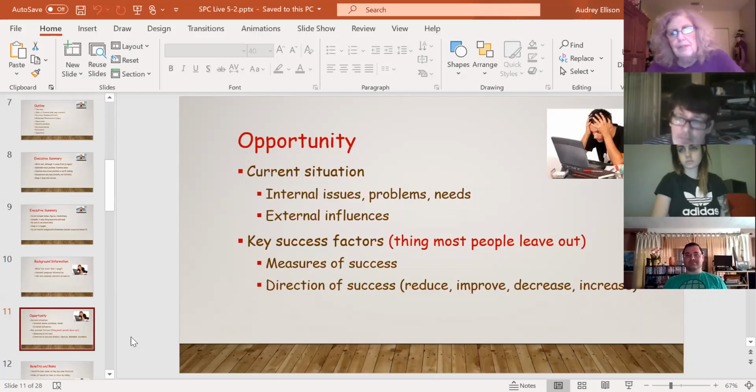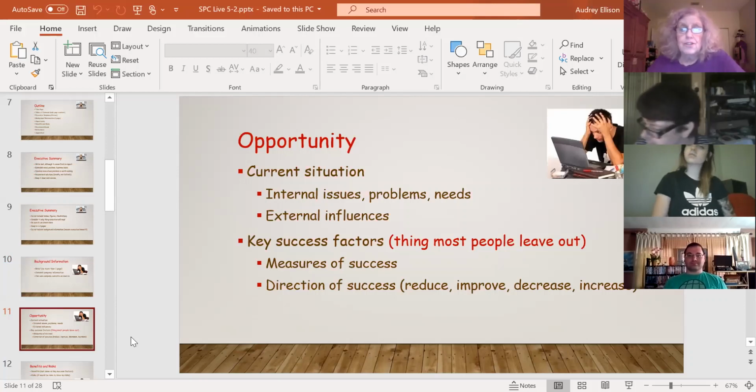I can't believe how many people leave this out. And every semester I say, don't leave out critical key success factors. And every semester, I'm going to tell you, one third of the class does. Do not leave out key success factors.